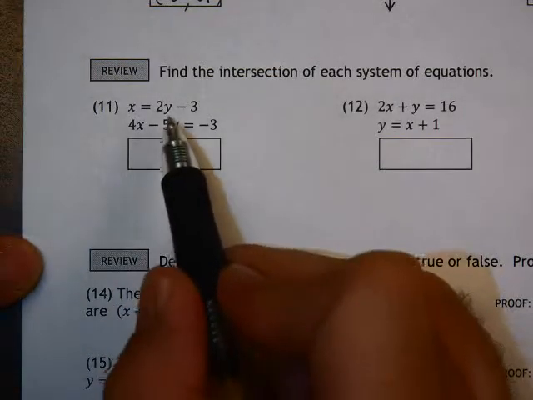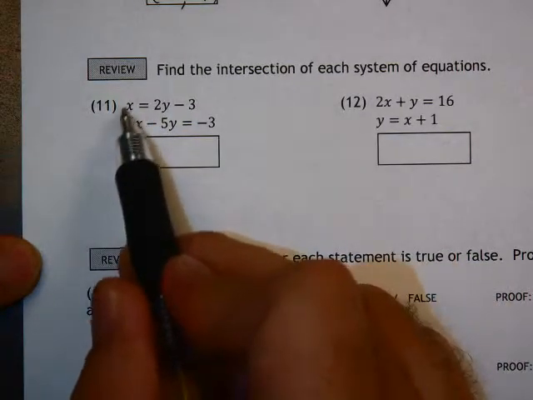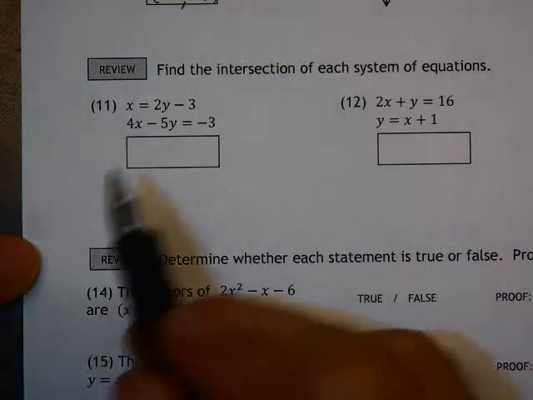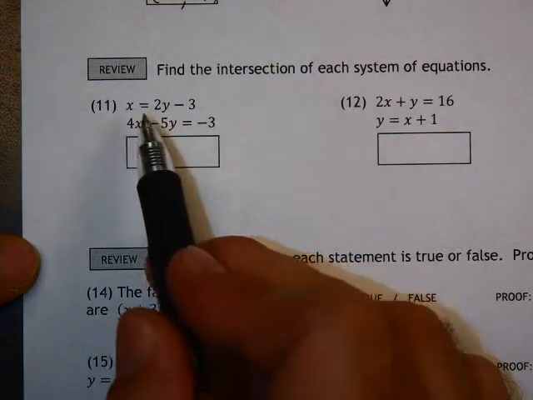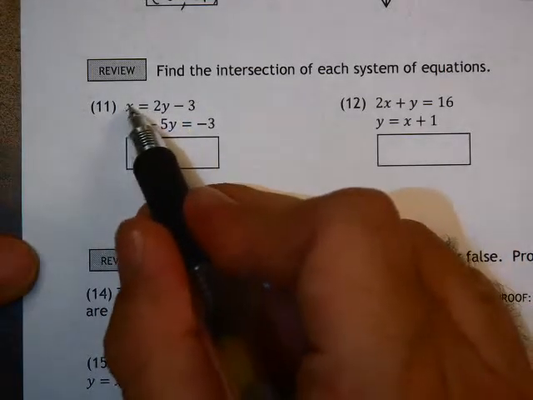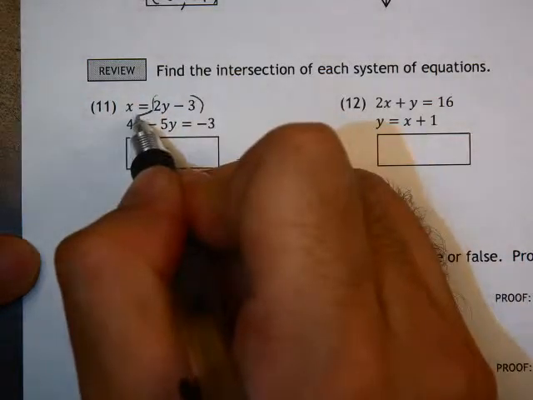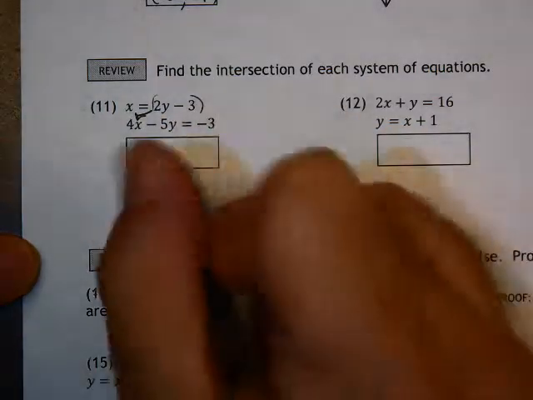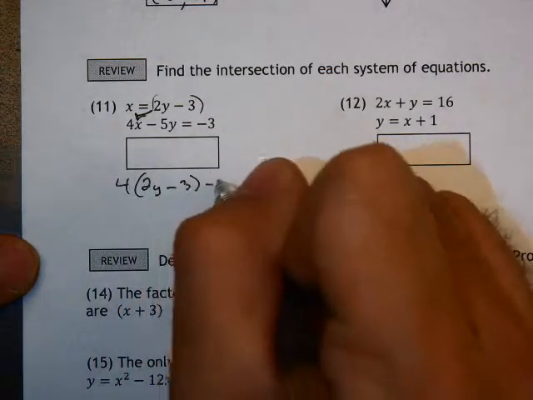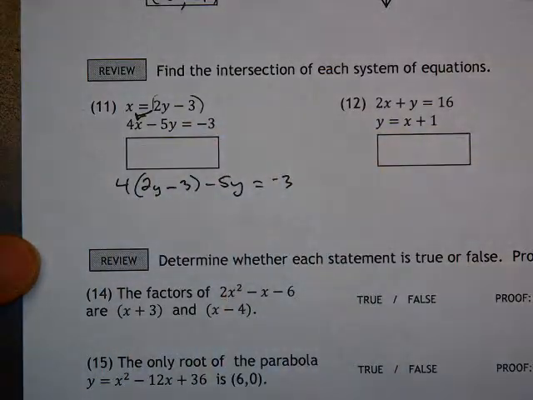And the way number 11 is set up, it's got the x by itself. When you have that variable by itself, usually it's meant to be substitution. Now, if you wanted to, you could take the 2y and move it over and do combination if you like combination. But here, because the x is by itself, I'm going to substitute this whole thing into the x value on that second equation. So this becomes 4 times the quantity 2y minus 3, minus 5y, everything else stays the same, equals negative 3.